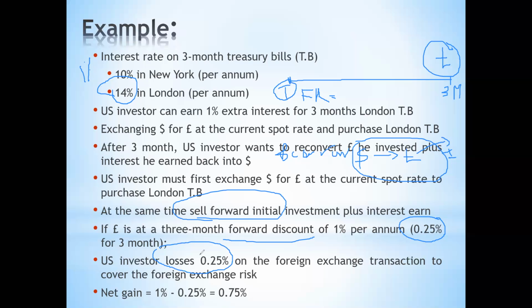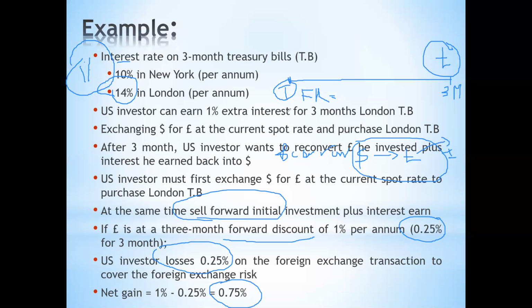Then what is your net gain? Your net gain means the interest rate differential minus the forward discount of the pound. 1 minus 0.25 means at the end of the 3 months, you will receive 0.75 net gain for your investment in London 3 months treasury bills, right? So this is happening as interest arbitrage.